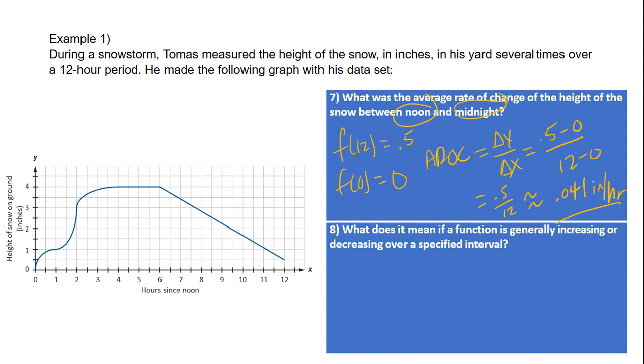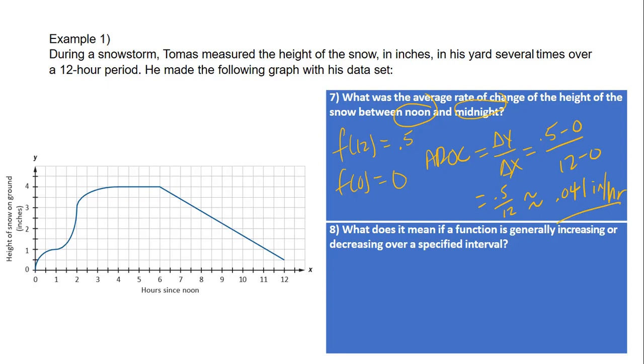Okay, so overall, even though it stopped snowing, if the average rate of change was consistent, then it would be dropping snow 0.04 of an inch every hour. That's how long it would take for us to get to the maximum amount of snow we had over that 12-hour span. All right.